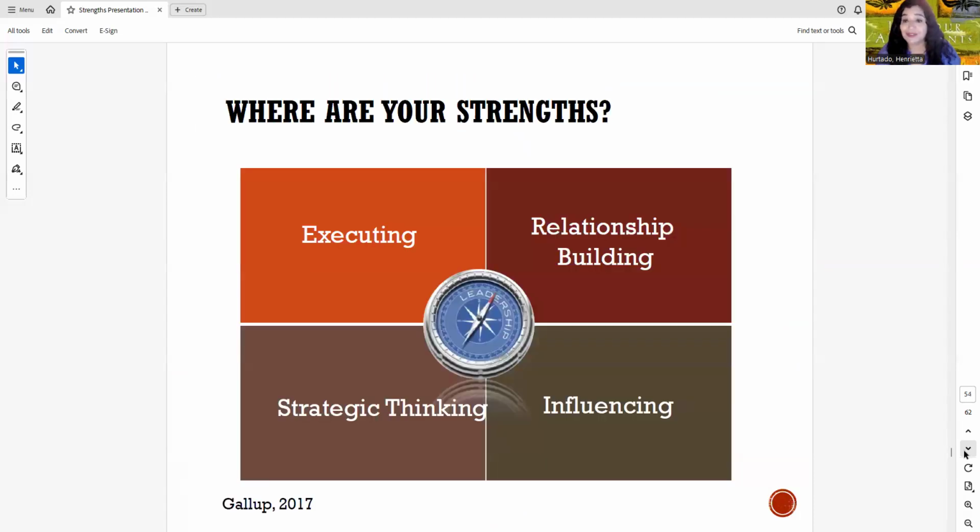So where are you with your strengths? Look at your top 5 themes and see in which categories of leadership strengths your themes are. Are most of your themes under executing, relationship building, strategic thinking, or influencing?